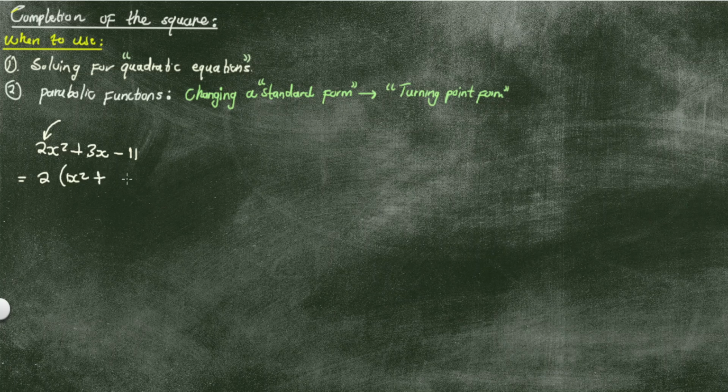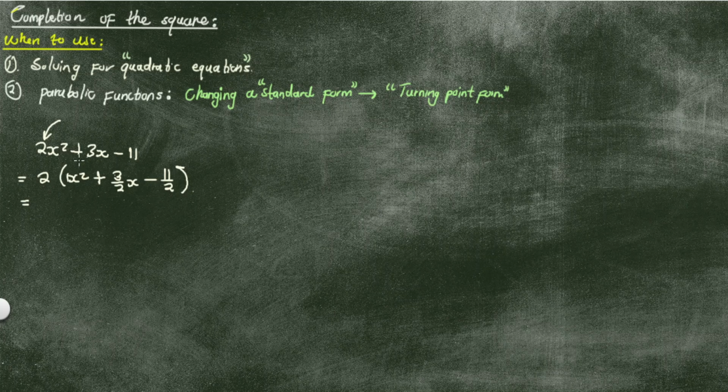3 divided by 2, since 2 is the common factor, so it's going to be 3 over 2 x. Why write it as a decimal, just leave it like this. 3 over 2, minus 11 over 2, so just leave it like this. You continue now. Basically, you are forcing the expression to have a 1 in front of the x squared. So that is what we are doing.